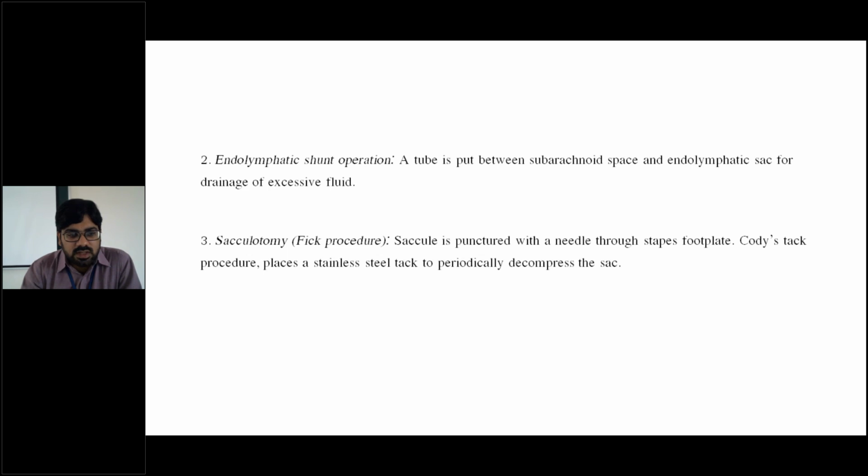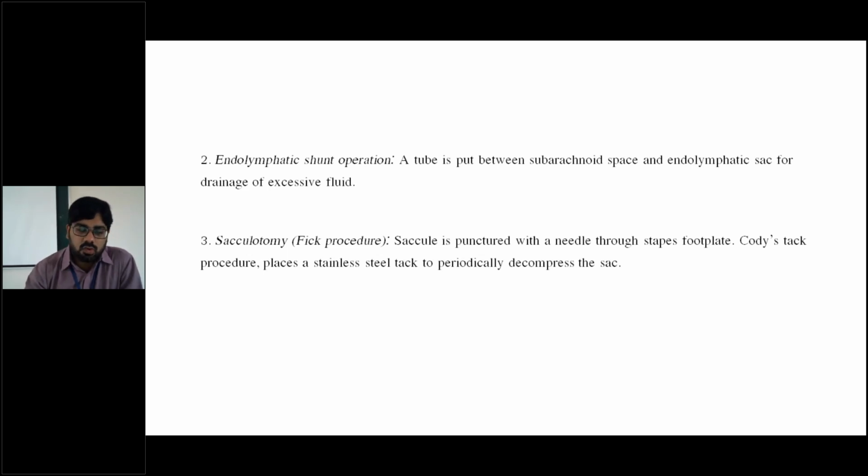And Cody's procedure places a stainless steel tack to periodically decompress the sac. So all these are generally very high-end procedures. It's a very small endolymphatic duct or endolymphatic sac, and to keep a shunt or a stainless steel tack or to puncture through the stapes foot plate, these are all very minute procedures, but they are documented to have relieved the symptoms in Meniere's.